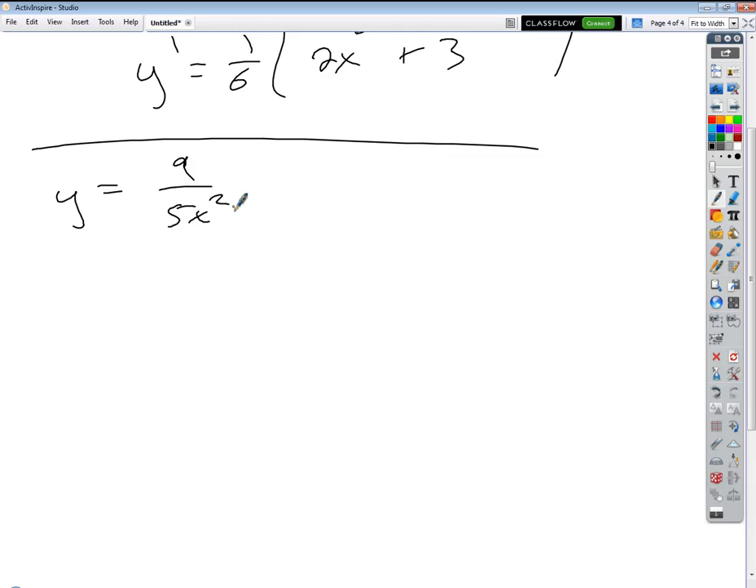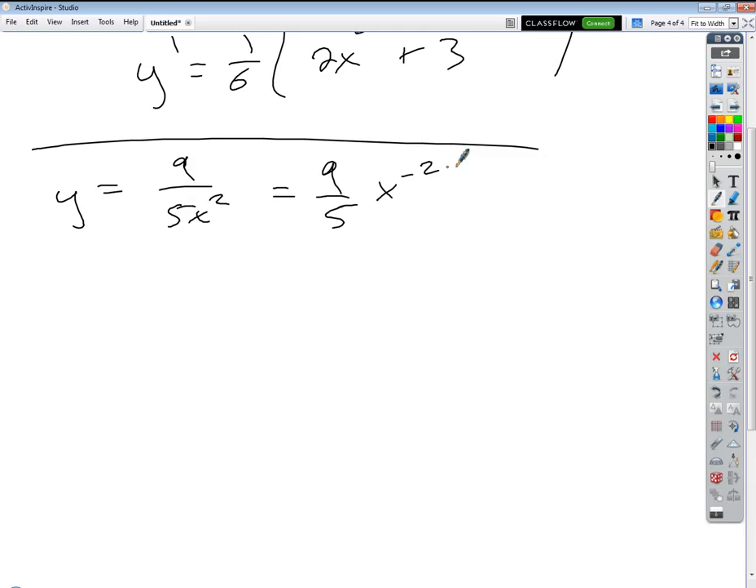So how do we rewrite this then to make it simple? 9/5 x to the negative 2. That's it, right? And then you just differentiate.